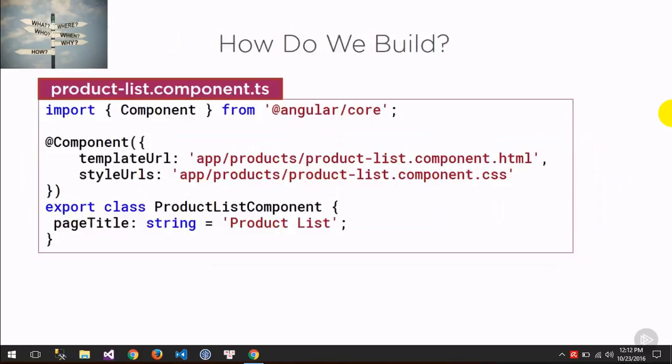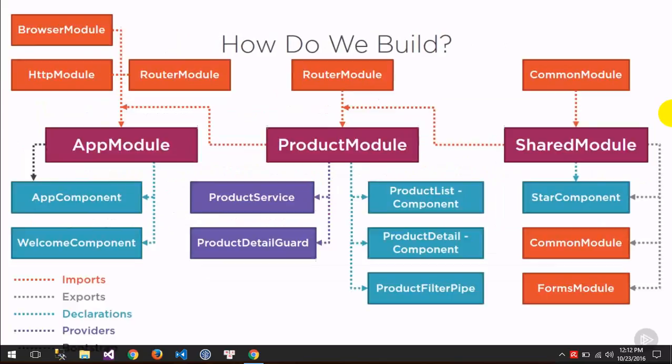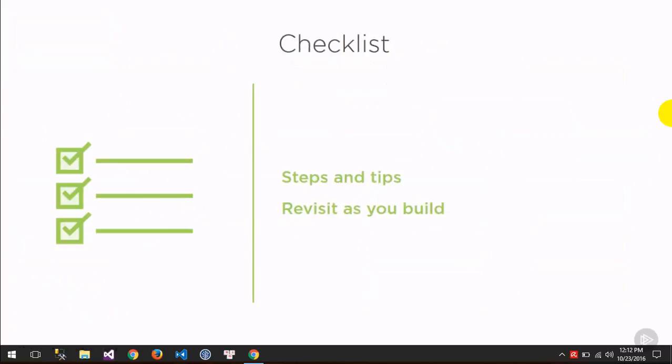And how? How do we build an Angular application? With code that looks like this. Export a class, attach a decorator, and import what we need. Then put each component, directive, and pipe in its appropriate Angular module. Along the way, each module provided a set of checklists containing steps and tips. Feel free to revisit and reference these checklists as you start building your own Angular applications.